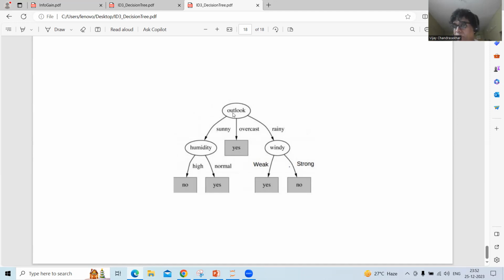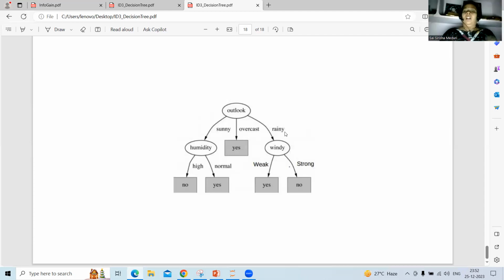Let's be very careful here. In this case, will Outlook be windy? No. Windy is a feature in itself. So what values does Outlook take? Here, in this problem statement, it takes only these three: sunny, overcast, and rainy. Okay. So let's say the Outlook is rainy. Then go down that branch. What are we doing then?